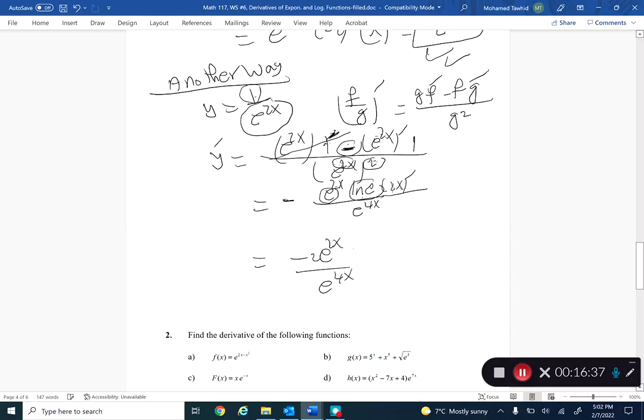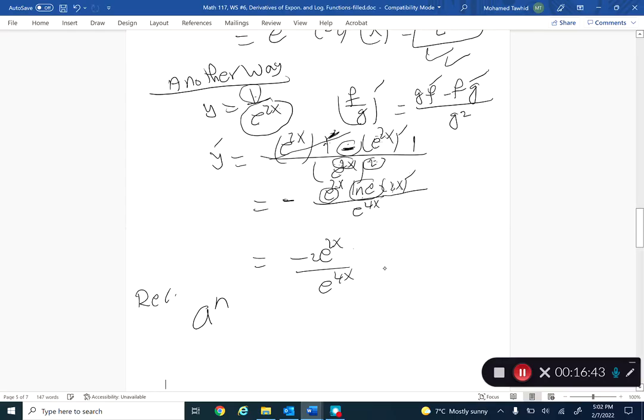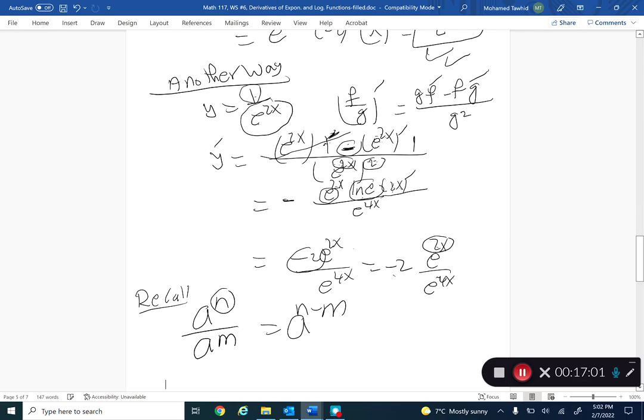So how to simplify this? Recall, if you have a to the power n over a to the power m, then it will be a to the power n minus m. Negative 2 is a constant, I leave it as it is. So what do you have? You have e to the power 2x over e to the power 4x. What is your n? Your n here is 2x. What is my m? 4x. So this one should be negative 2 e to the power 2x, which is n, minus m, which is minus 4x. If I simplify this, you get negative 2 e to the power negative 2x.